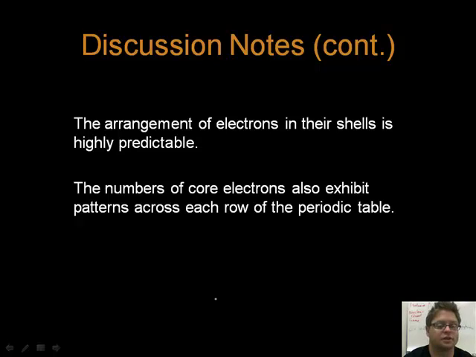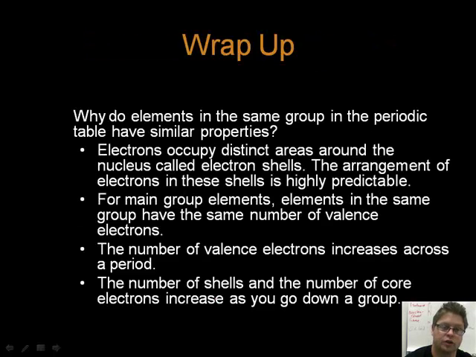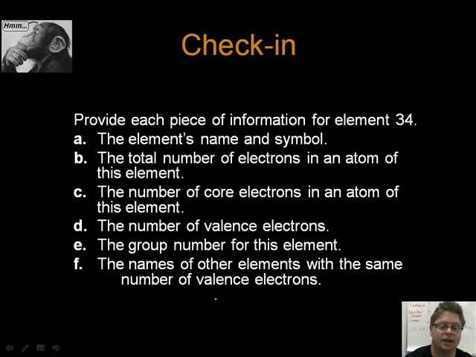The arrangement of electrons in their shells is highly predictable. The numbers of core electrons also exhibit patterns across each row on the periodic table. So here's our wrap-up. To check in, please answer the following information on element 34.